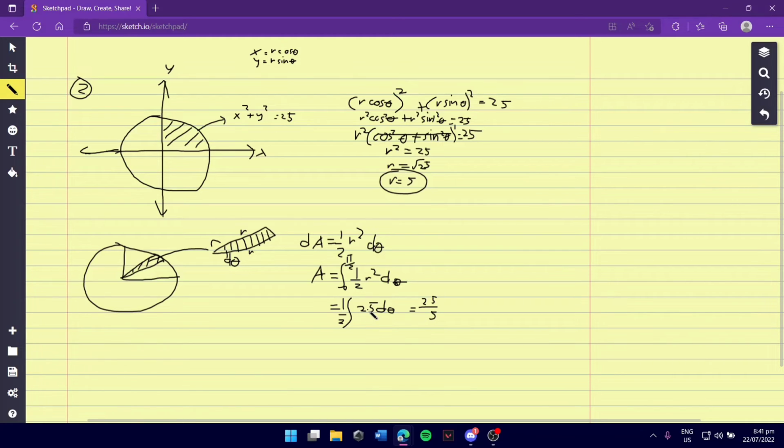25 halves d theta. Then simplify, makancel out, theta na lang. So then our limits is from 0 to pi over 2. So next, simplify this. So the final answer will be 25 over 4 pi square units. So now this is your final answer for this example.